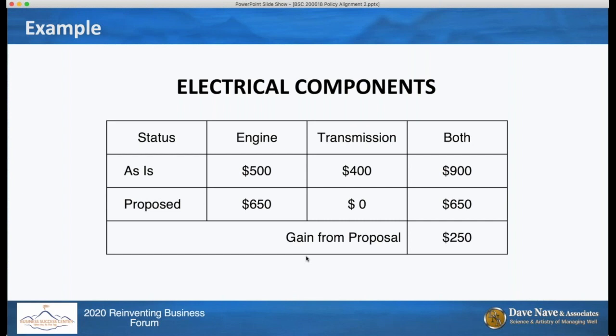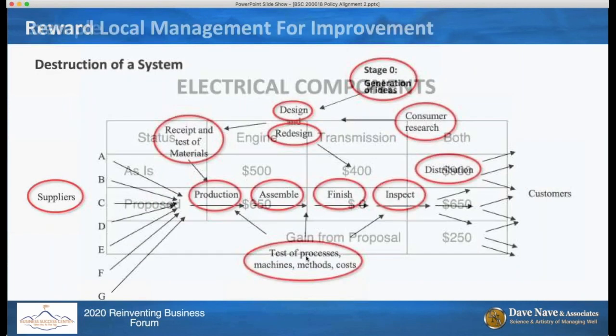So what happens? You show this to managers, and the manager of the engine department says, there's no way in hell I'm going to do this. He says, my job is to reduce the cost of making engines, not to help the transmission department. So the proposal ends up not happening, and overall, the entire company, the entire aim of the organization loses.